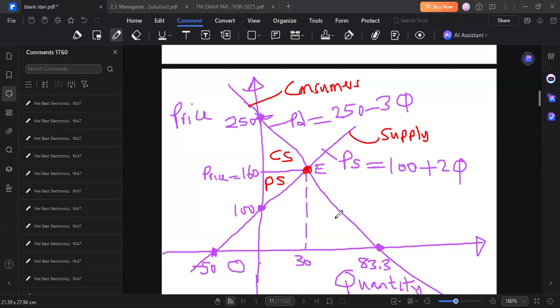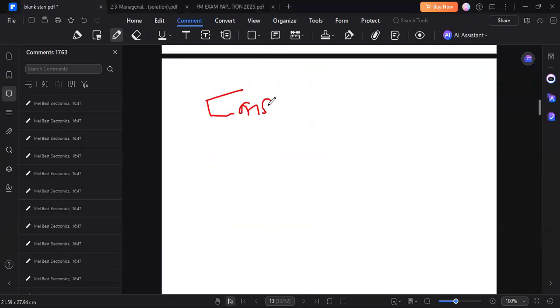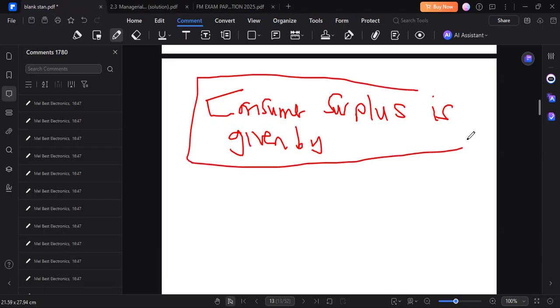Okay, so now let's calculate the consumer surplus. Consumer surplus is given by half base times height.